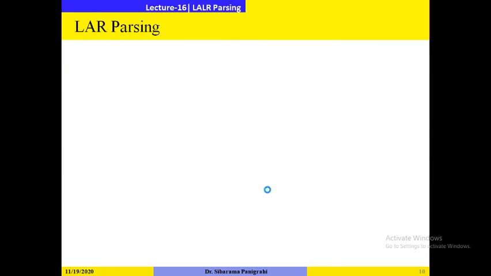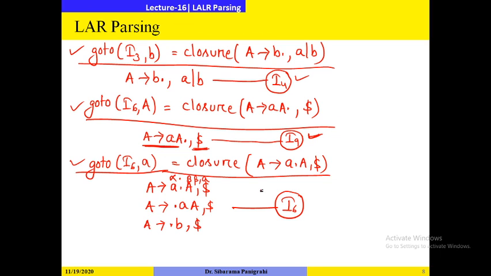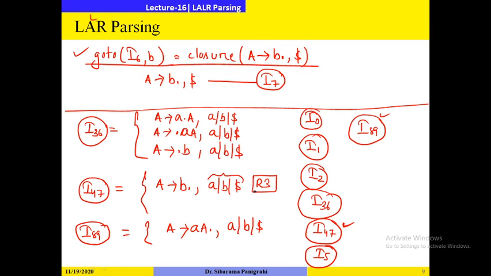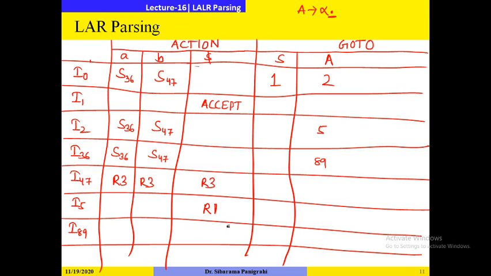Right? Next let us go through I89. So you see in I89 the dot appears at the end. Okay. So this is which number production? This is the 2 number production. So I will write R2. Where I will write R2? Under the look ahead symbols a, b, dollar. So in I89, under look ahead symbols a, b, dollar, I will write R2.